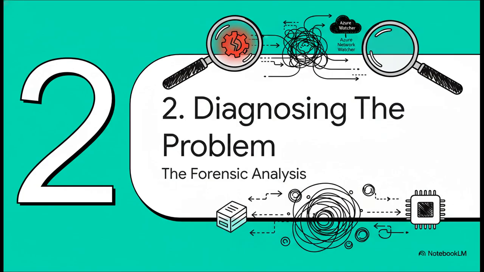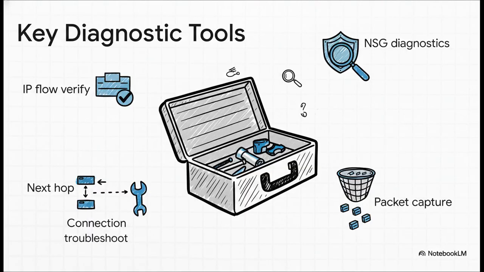When your surveillance flags an issue, it's time to switch gears and do some forensic analysis. This is where Network Watcher's diagnostic tools come in. They let you zero in and interrogate specific parts of your network to find the exact root cause. And your diagnostic toolkit here is seriously deep. You've got tools to verify if packets can even get through, diagnose security rules, check routing paths, run on-the-spot connection tests, and even capture the raw packets themselves. This is how you find the smoking gun.